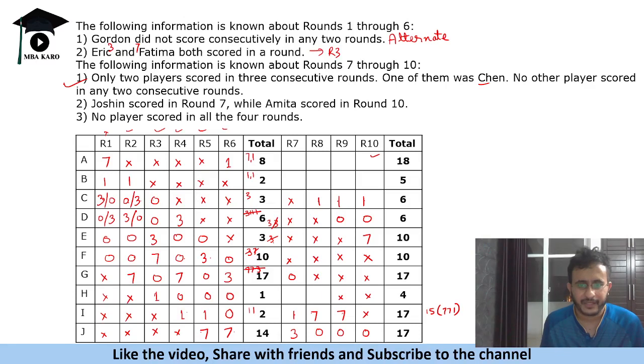Okay. Now, Amita scored in round 10. In round 10, 1 is done, 7 is done. So the only points that she could score is 3. So that makes it complete for this round as well, right? Now this person has to score 3 points, right? The H has to score 3 more points to make it 4. It cannot score 3 here, so here it will be a 3 pointer.